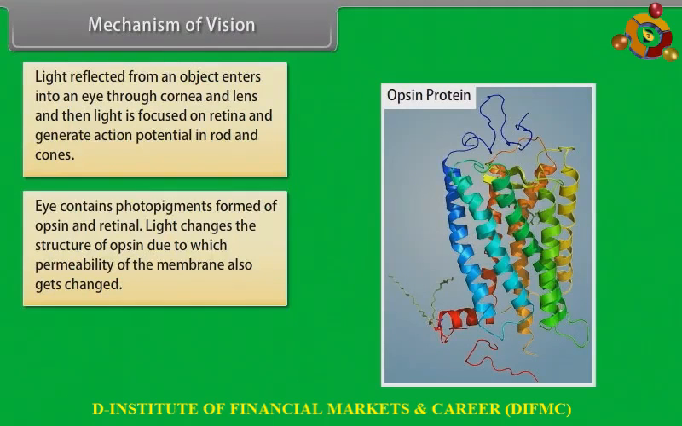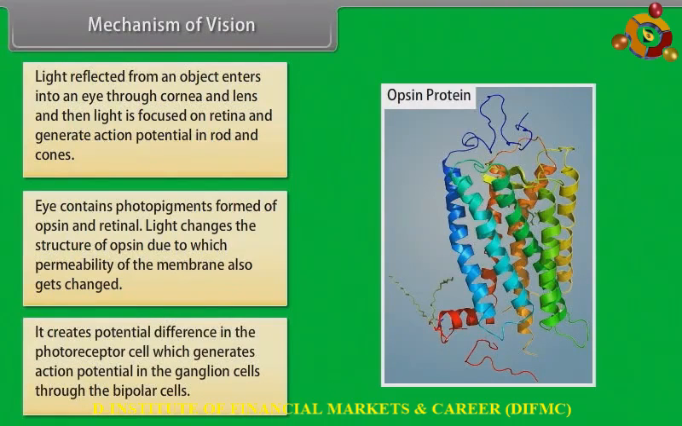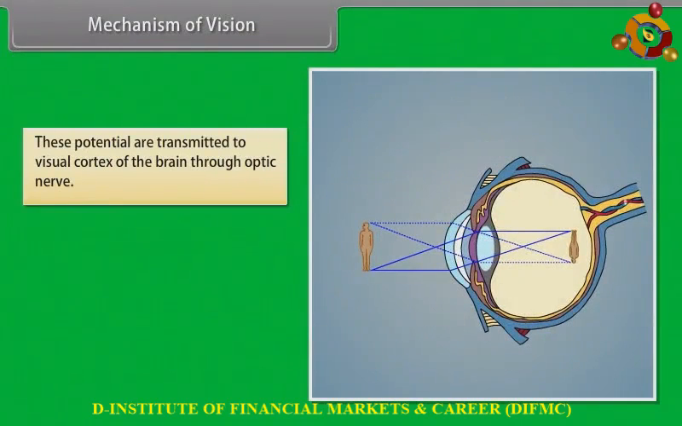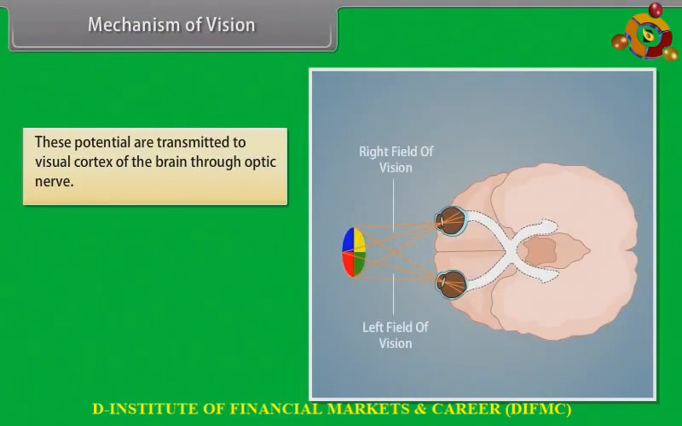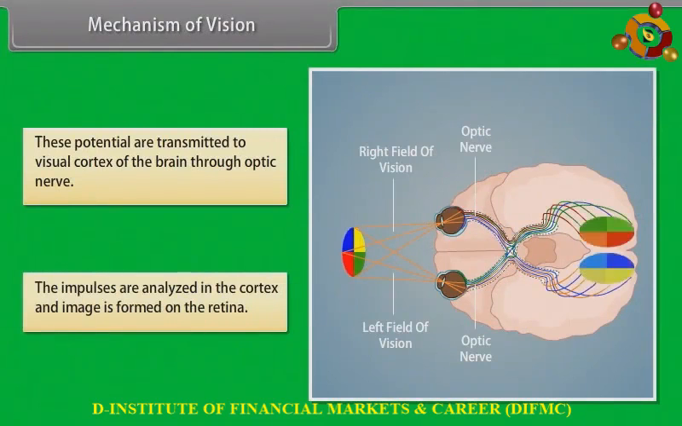Light changes the structure of opsin, due to which the permeability of the membrane also changes. It creates a potential difference in the photoreceptor cell, which generates action potentials in the ganglion cells through the bipolar cells. These potentials are transmitted to the visual cortex of the brain through the optic nerve. The impulses are analyzed in the cortex, and an image is formed.